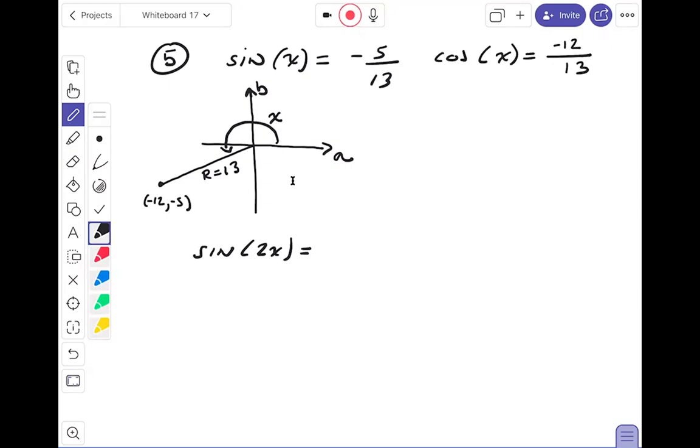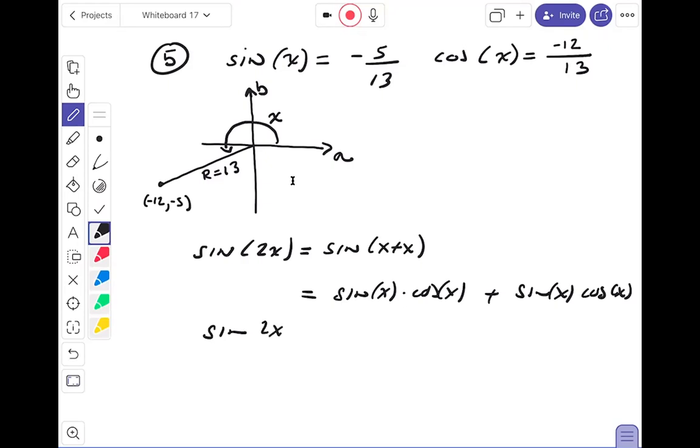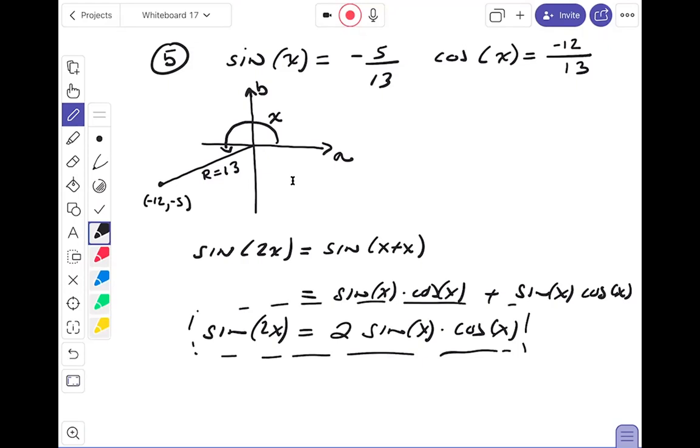Now remember, I boiled everything down to sum formulas. Let me write this down for you. This would be sine of x plus x. What would this give me? Sine x cosine x plus sine x cosine x. And we derived this in class before. So the sine of 2x is just simply 2 sine x cosine x, right? This is a formula that we said you probably should be able to derive pretty quickly. Let me write this down then. Sine of 2x is equal to 2 times the sine of x.